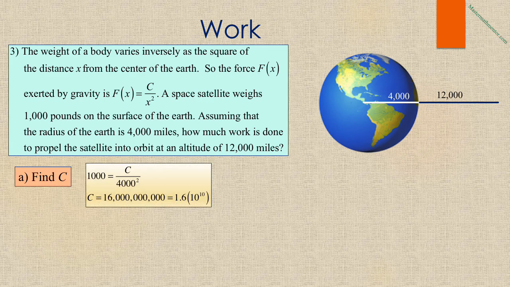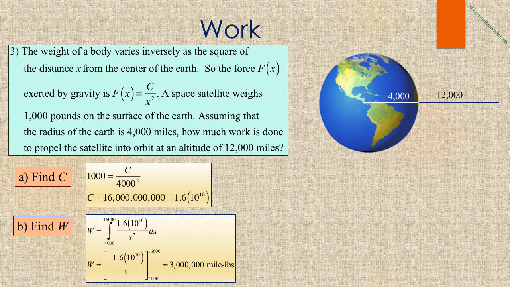In order to use our integration work formula, we first need to find f of x, which means we need to find c. We know that f of x equals c over x squared. And when x is 4,000, which is the surface of the Earth, 4,000 miles from the center, our object weighs 1,000 pounds. So 1,000 equals c over 4,000 squared, and therefore c is equal to 16 billion, or 1.6 times 10 to the 10th power.